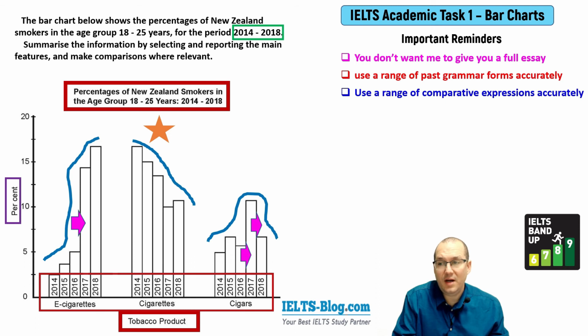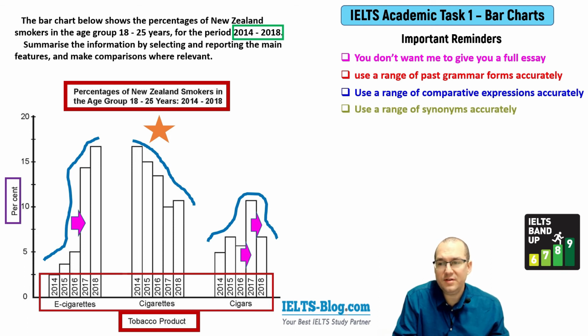Use a range of comparative expressions. This is almost for every single academic task one. You should have synonyms for but, however, on the other hand, in contrast, even though, although, all these expressions. You should try to not use the same expression twice. That would be a really good tip for getting a higher score on your next test.